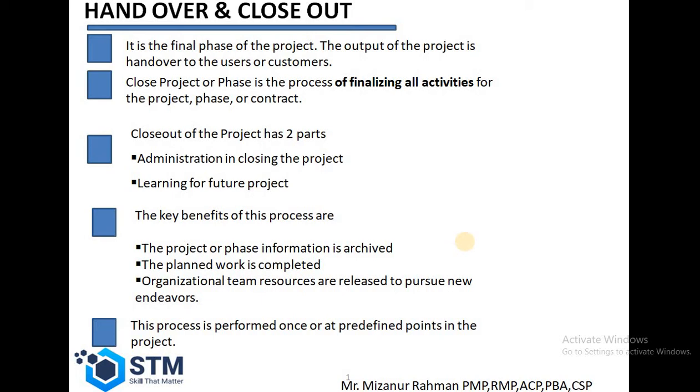Project closeout basically is two things we have to work on. One is the project outcome. We have to hand over the project outcome, and then we have to close out the project activities. It is the final phase of the project. The output of the project is handed over to the user or customer. Close project or phase is the process of finalizing all activities for the project, phase or contract. Closeout of the project has two parts. One is the administration in closing the project. Another one is learning for the future project.